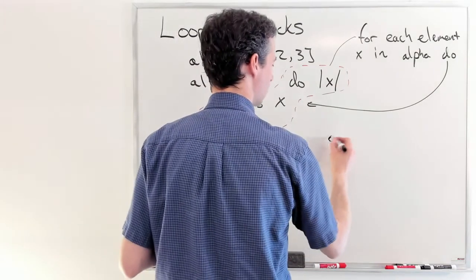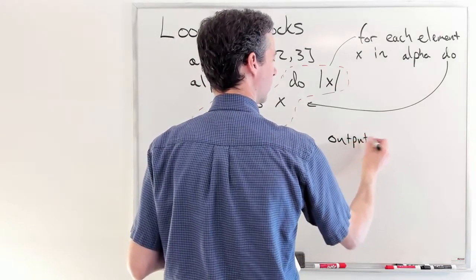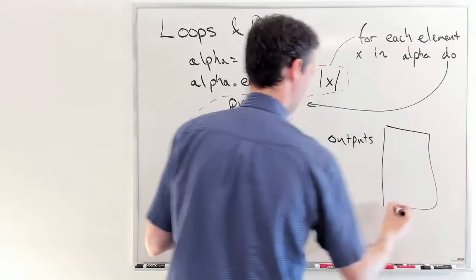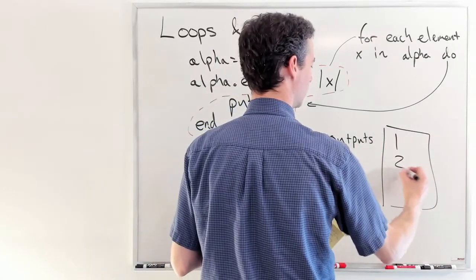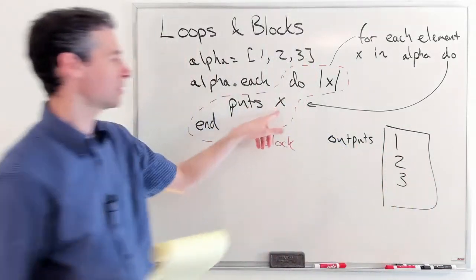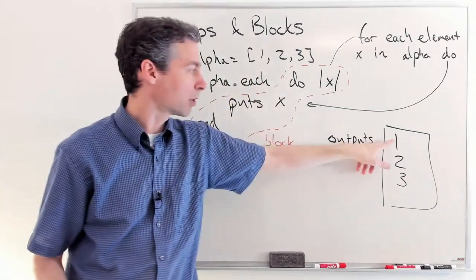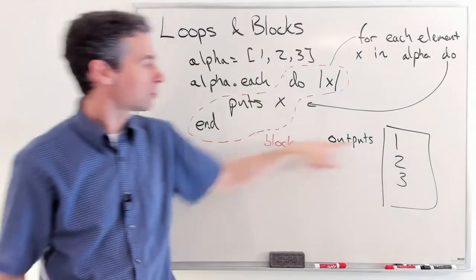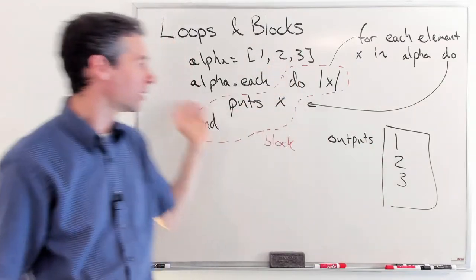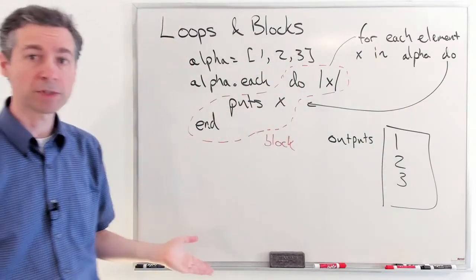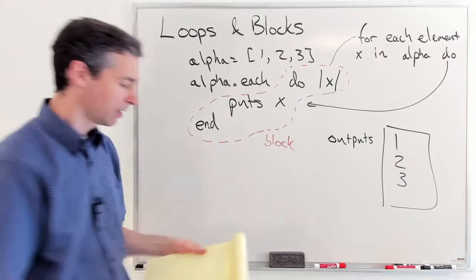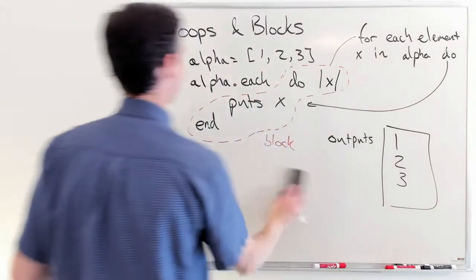And what does this code do? It outputs, quite easily, 1, 2, 3. The puts takes the x. The first element is a 1, and so it outputs the 1 on a line. Then it outputs the 2 on a line and a 3 on a line. And then we're done, and the program continues running. All right.